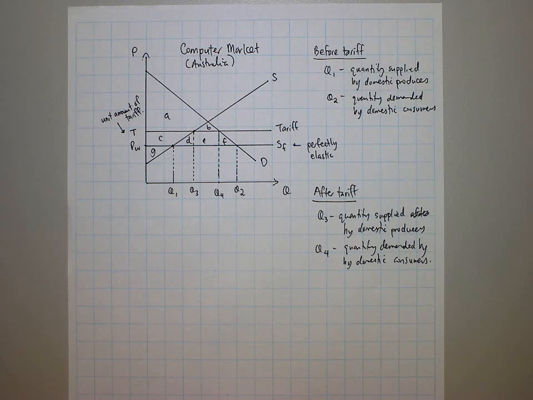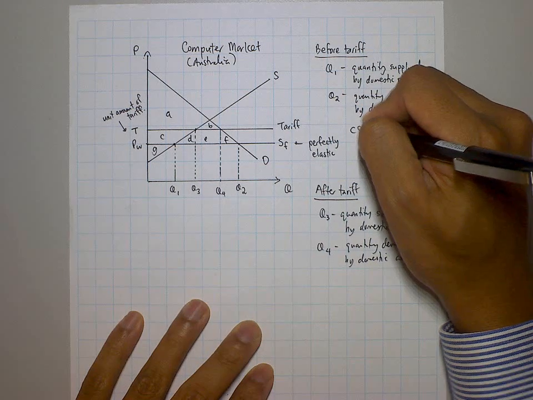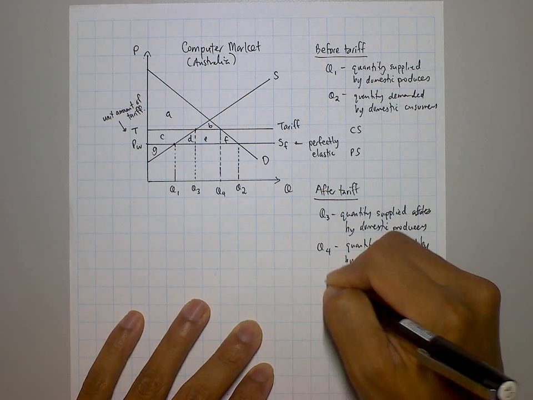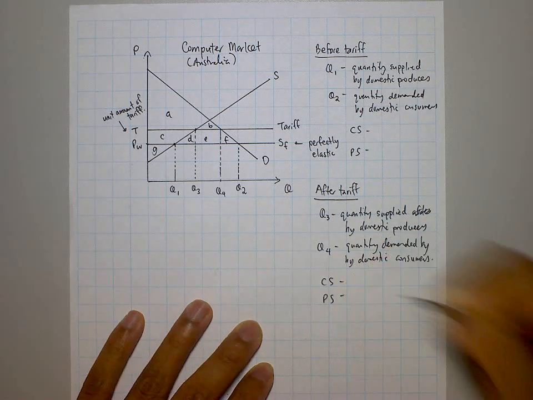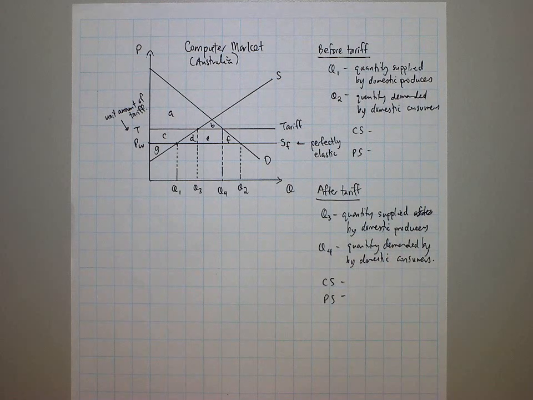So remember, the area between the price and the demand curve is all consumer surplus. The area between the price and the supply curve is the producer surplus. So what I want you to do now is have a go at filling out what you think the consumer surplus and producer surplus is before tariffs, and then we'll do after tariff together.